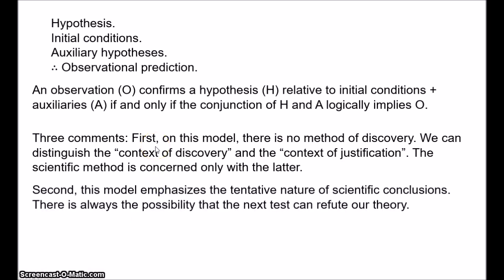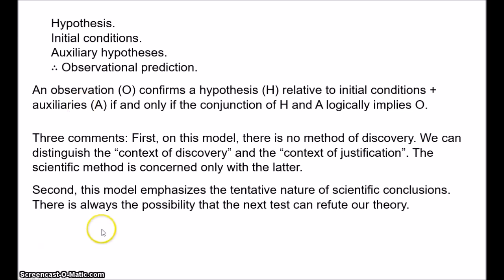The second thing about this model is that it emphasises the probabilistic or tentative nature of conclusions in science. We can never be certain of a theory, because even if a theory has passed thousands of tests, well, the next one might refute it. The possibility is always open that our theories will be refuted. So science is never dogmatic.